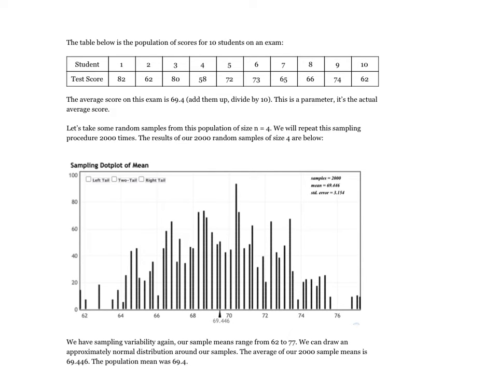Now, here's another population, a little smaller. This is an example using quantitative data. That last example was categorical. The table below is the population of scores for 10 students on an exam. So I numbered the students 1 to 10, and those are their test scores. The average score on this exam was 69.4. I added them all up and I divided by 10. This is a parameter. It's the actual average score. So that would mean the mean is 69.4.